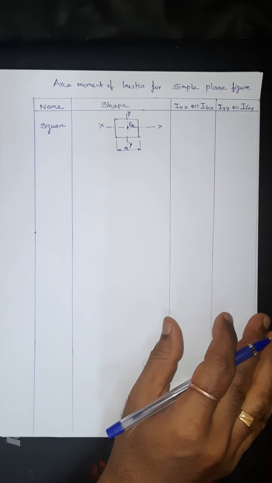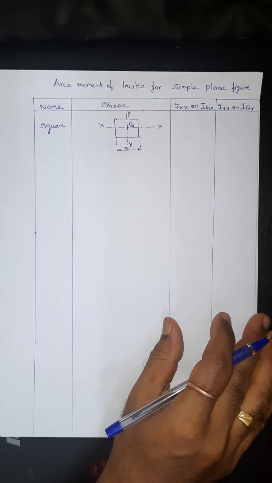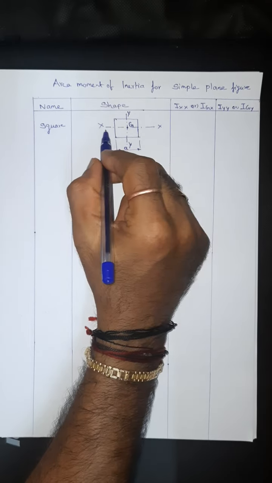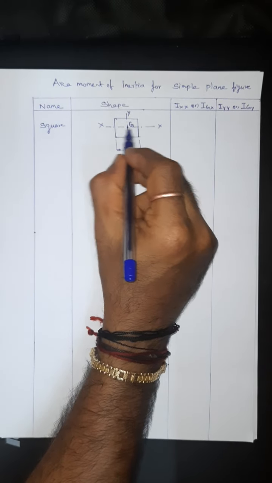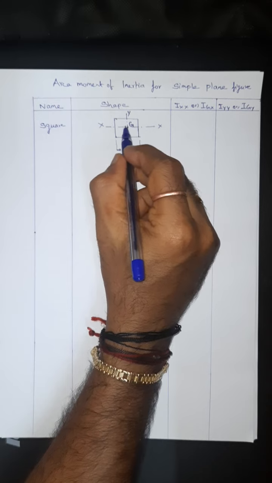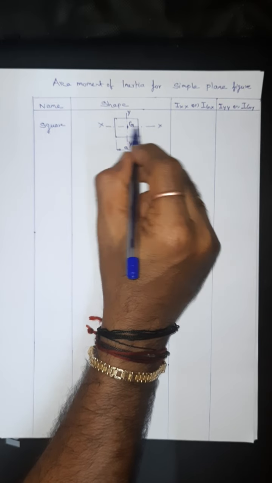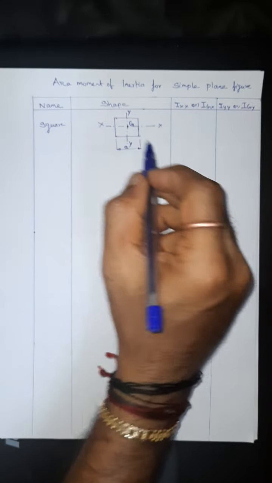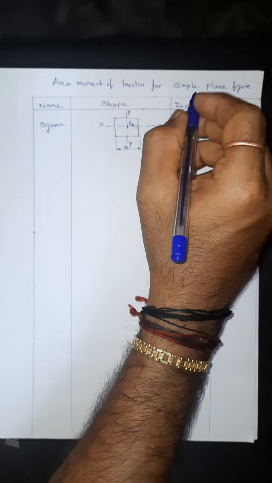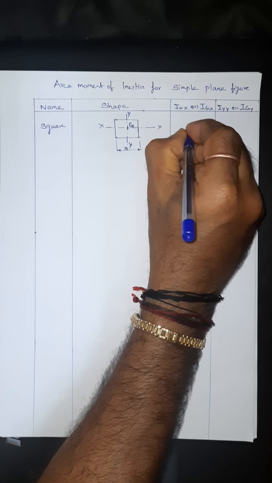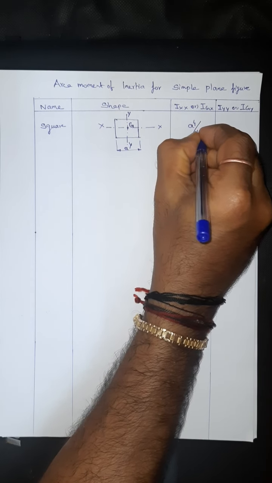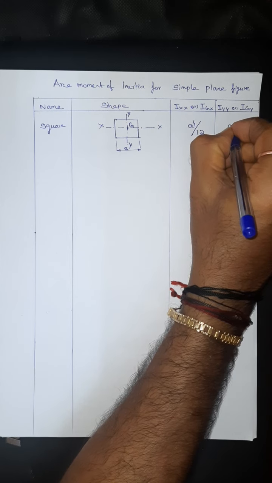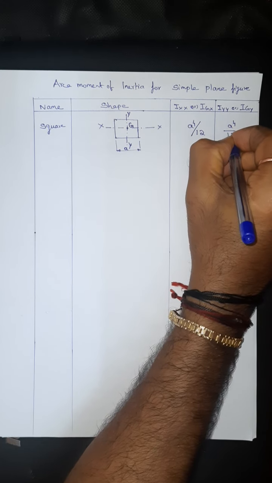So the formula for the area moment of inertia about IXX, that is this direction. IXX is the horizontal direction, right? So the centroidal axes are nothing but XX and YY. This formula has been arrived at based on the centroidal axis, which can be written as a power 4 divided by 12. Similarly, for the YY axis, it is a power 4 by 12.